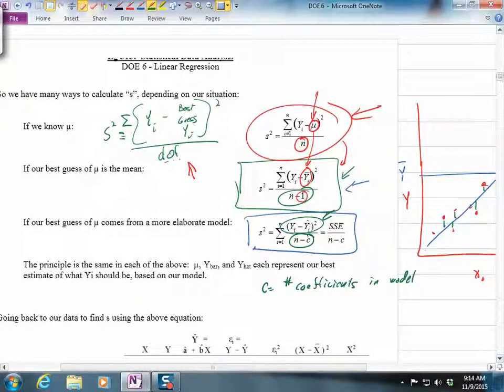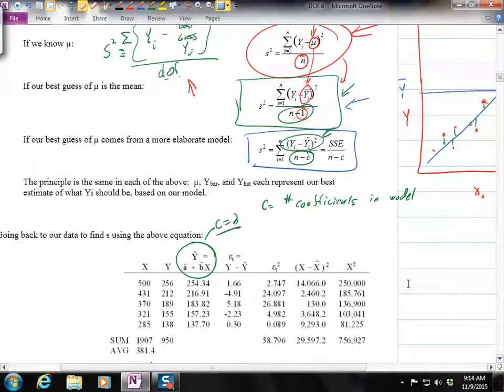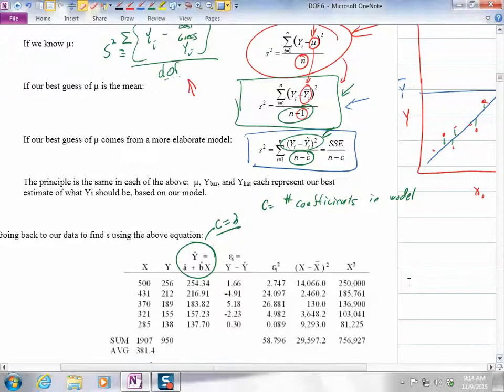So when we have our model y hat equals a plus bx, the number of coefficients is 2, a and b. So we have to burn up 2 degrees of freedom to calculate those things, and we have to account for that when we're calculating the noise. All right. Does that make sense?